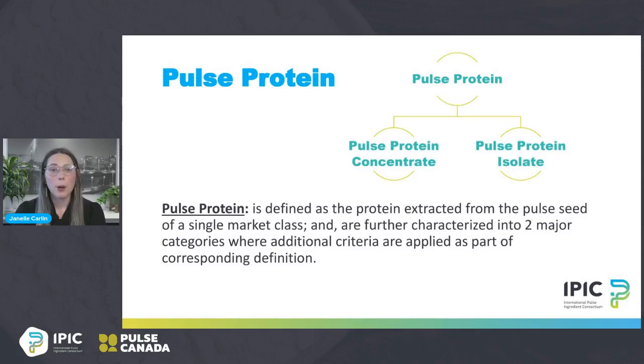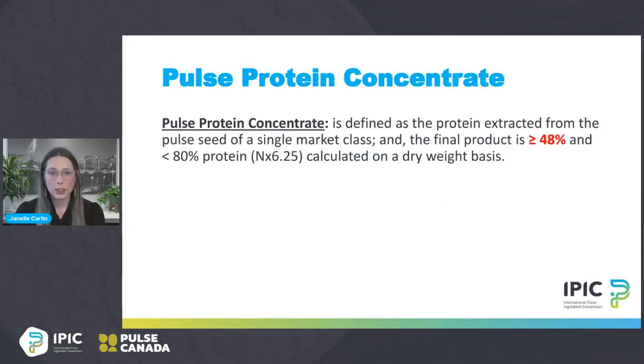So here looking at pulse protein, here is defined as the protein that is extracted from a pulse seed. And there are 2 major categories of protein that you can see here. So concentrates and isolates, where concentrates are defined as the protein extracted from the pulse seed of a single market class, where the final product is greater than 48% protein, but less than 80% protein.